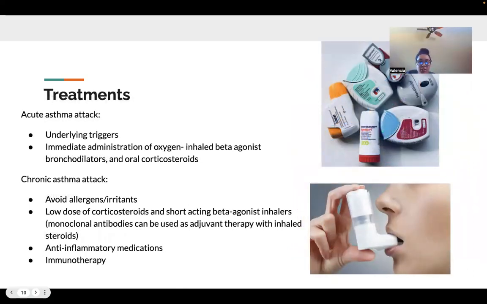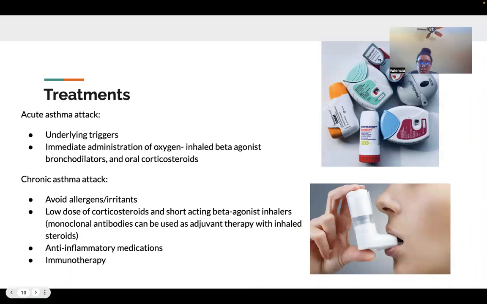Asthma has many underlying triggers and risk factors, so it's important the patient talks with their healthcare provider to create a personal action plan that best fits the individual. Usually in acute asthma attacks, an immediate administration of O2 is needed, along with an inhaled beta agonist bronchodilator, which helps relax and open the airway, or a corticosteroid to reduce inflammation. A combination of those medications can also be used in one device.